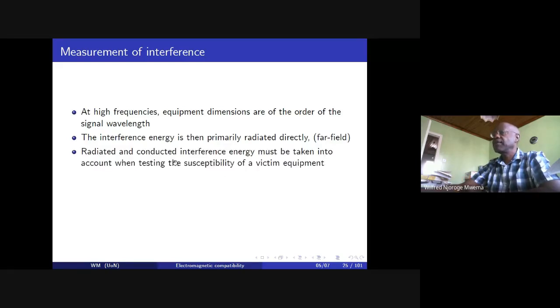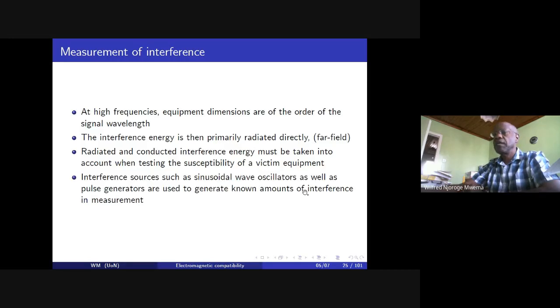So radiated and conducted interference energy must then be taken into account when we are testing the susceptibility of a victim equipment. That is, an equipment that is susceptible to electromagnetic interference or EMI. So interference sources such as signal wave oscillators as well as pulse generators are then used to generate known amounts of interference so that the measurement can be done.